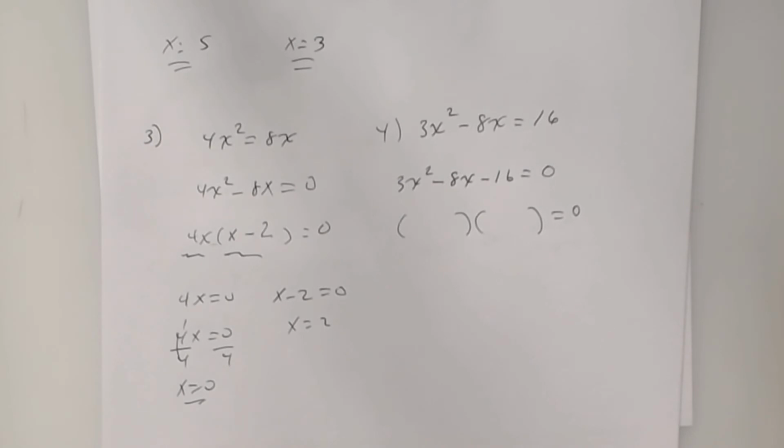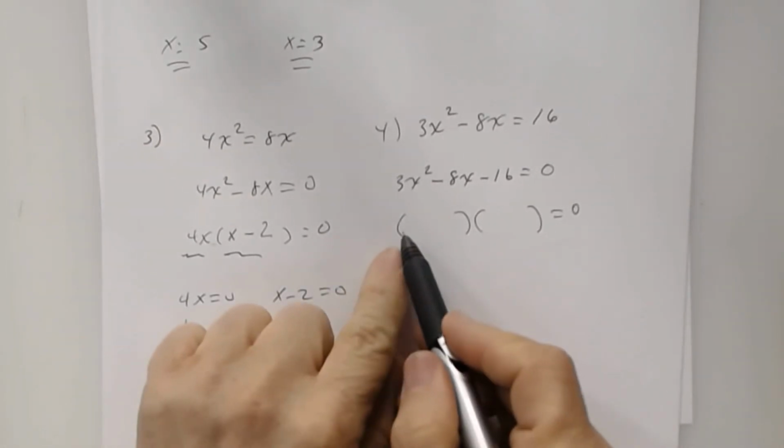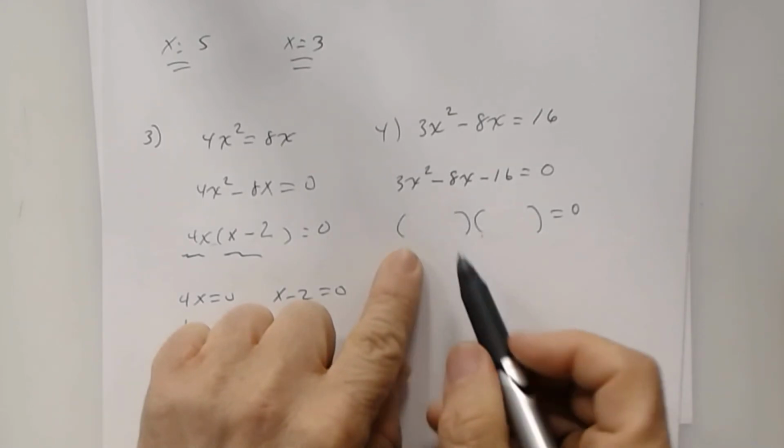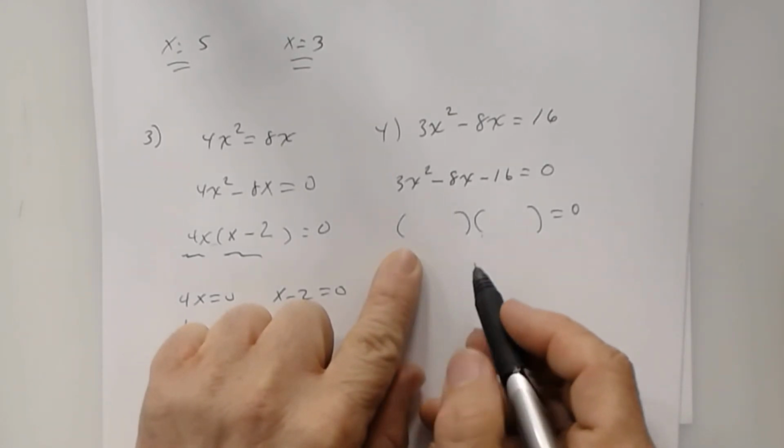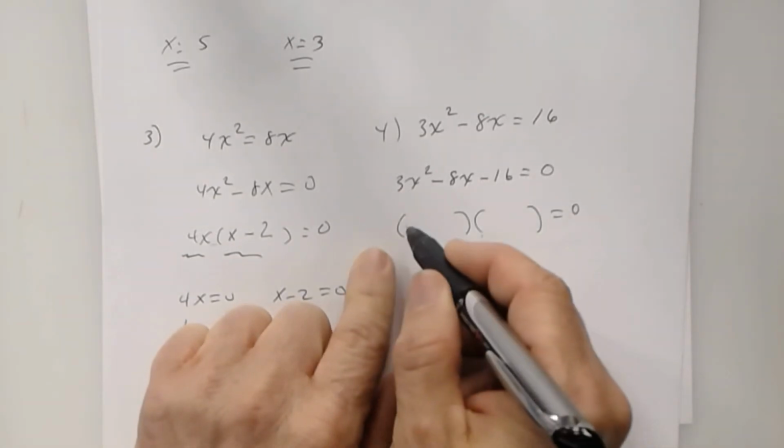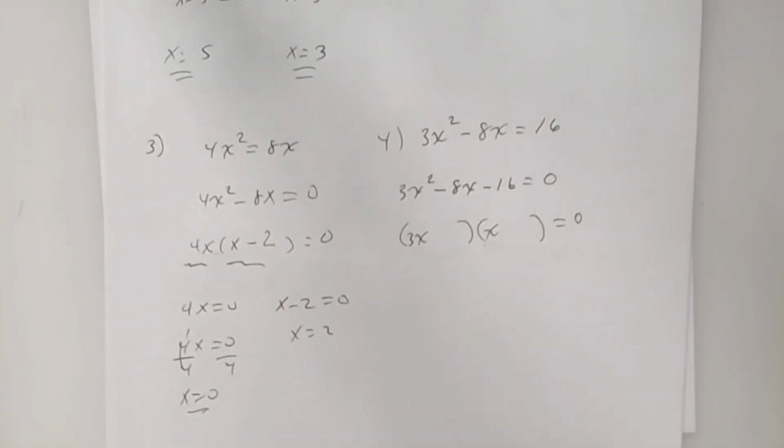The idea of FOIL, first, outer, inner, last. So let's deal with the F first. What two things gives you 3x squared? There's only one possibility. 3x and x. So let's put the 3x here, the x there. Now let's go to the last term that you see. What's the last term? Negative 16. Now remember it's negative, right? So the middle signs are going to be what? Different. One's going to be plus and the other going to be a subtraction.